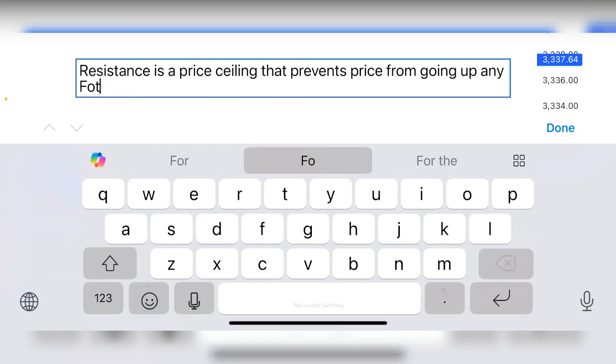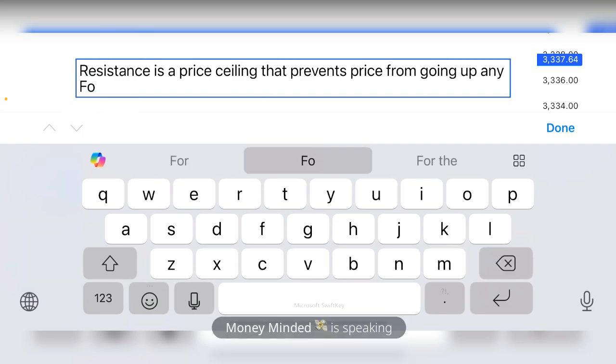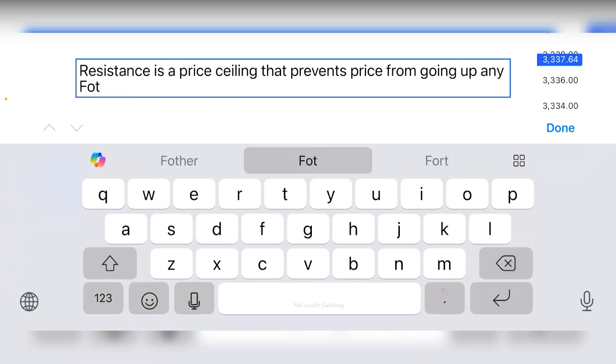Am I for spelling safe? Well, you guys understand what I'm trying to type, I beg. Oh, sorry.